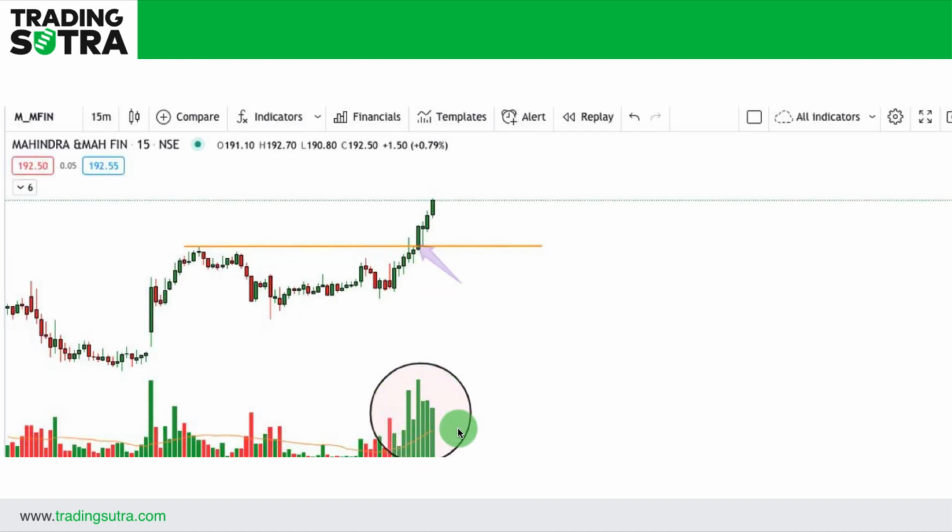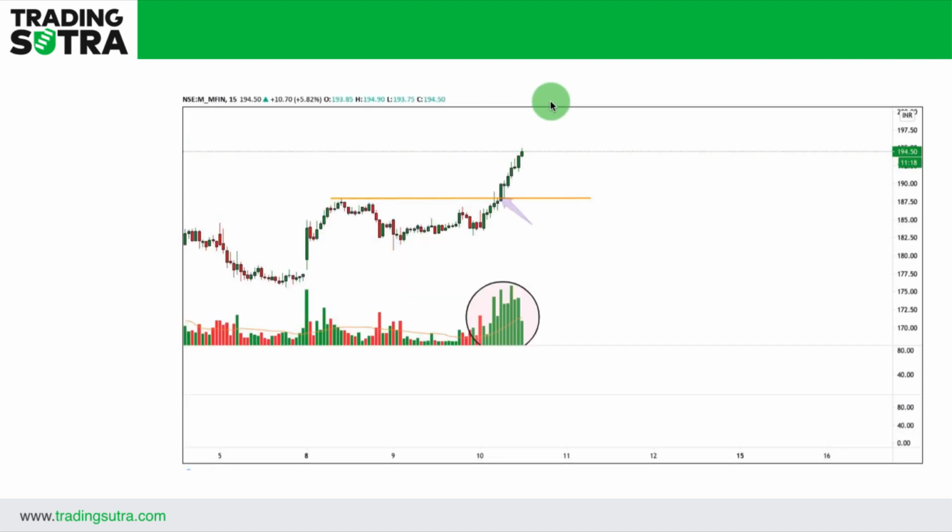Now let's see what happened in the very next few minutes. We are getting nice volumes, and we are rising upwards, forming higher highs and higher lows in each candle. And in the very next few moments, we got our target area of this level, that is the 194 195 region. So this is a very simple strategy. We have to identify a resistance or support, right? And we need a closing above that resistance with nice volumes.